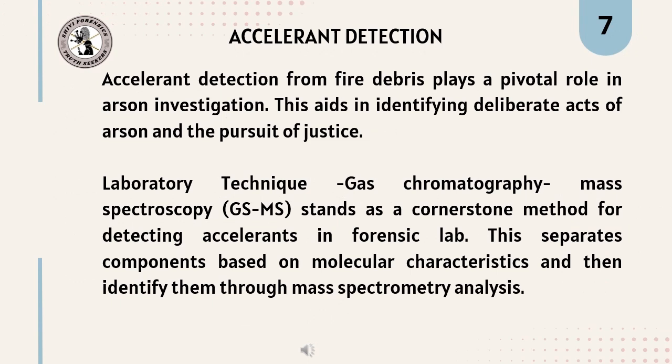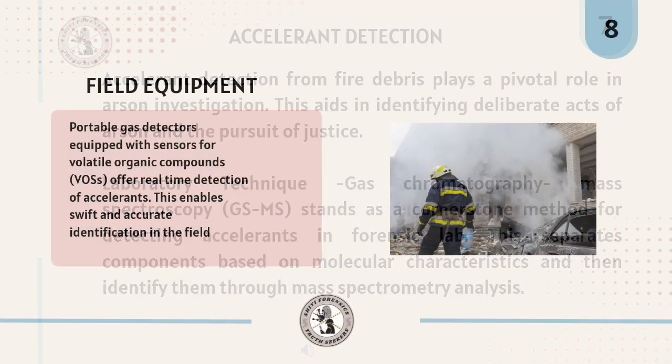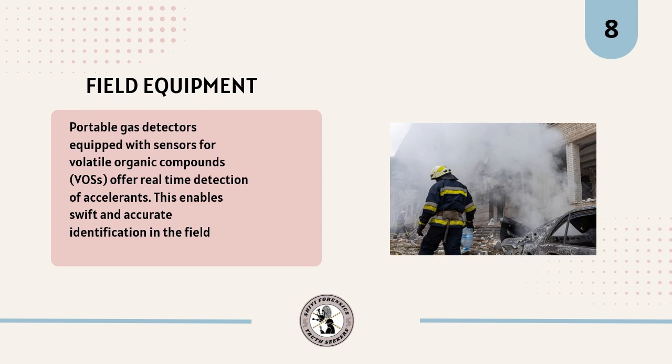Now, let's try to understand accelerant detection. Accelerant detection from the fire debris plays a crucial role in arson investigation. There are some laboratory techniques and field equipment used for accelerant detection. Gas chromatography-mass spectrometry is the most common laboratory technique used for accelerant detection. This separates components on the basis of their molecular characteristics and then identifies them through mass spectrometry analysis. Field equipment like portable gas detectors equipped with sensors are used to identify volatile organic compounds. It offers real-time detection of accelerants.